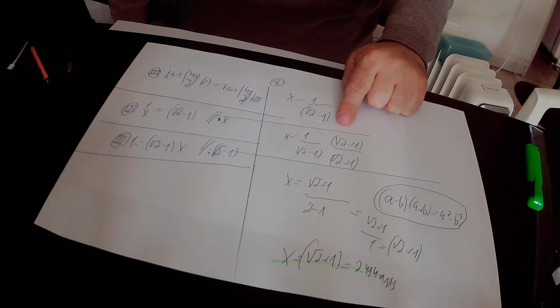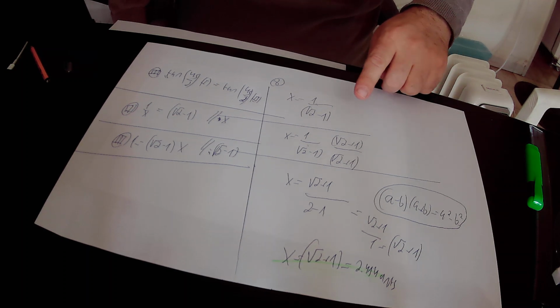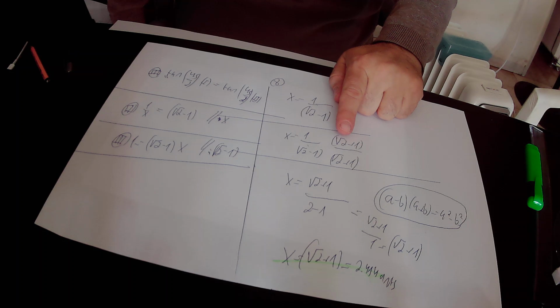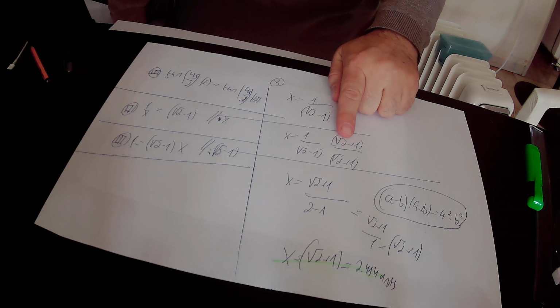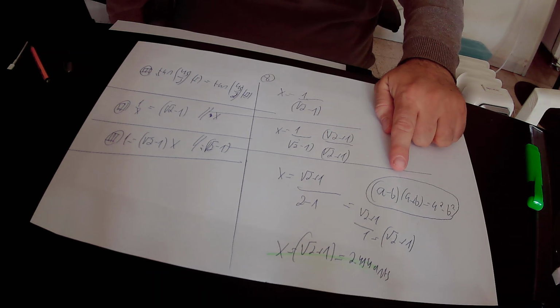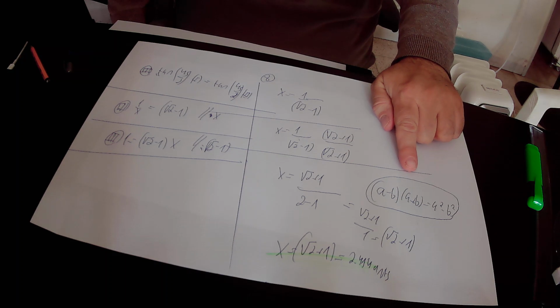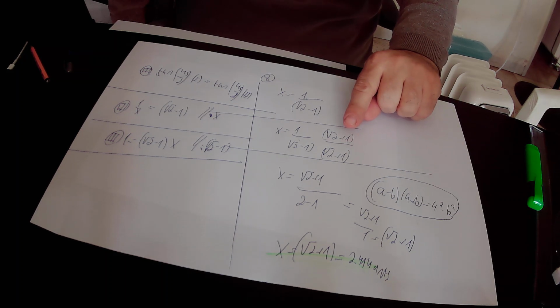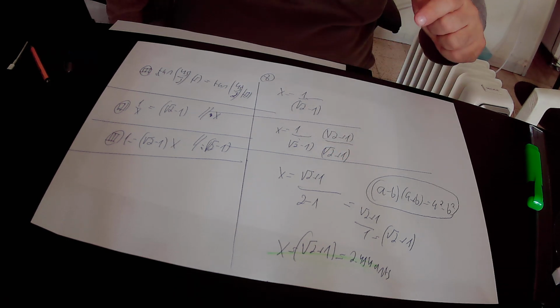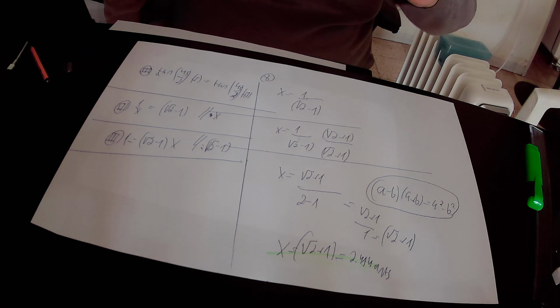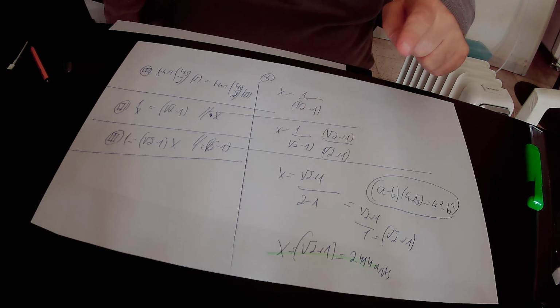So in the numerator we have square root of 2 plus 1. In the denominator we have square root of 2 minus 1 times square root of 2 plus 1. This expression equals, according to the algebraic identity that a minus b times a plus b equals a squared minus b squared, the square root of 2 squared, that is 2, minus the square root of 1 squared, that is 1. So in total, this expression equals 2 minus 1, that is 1.